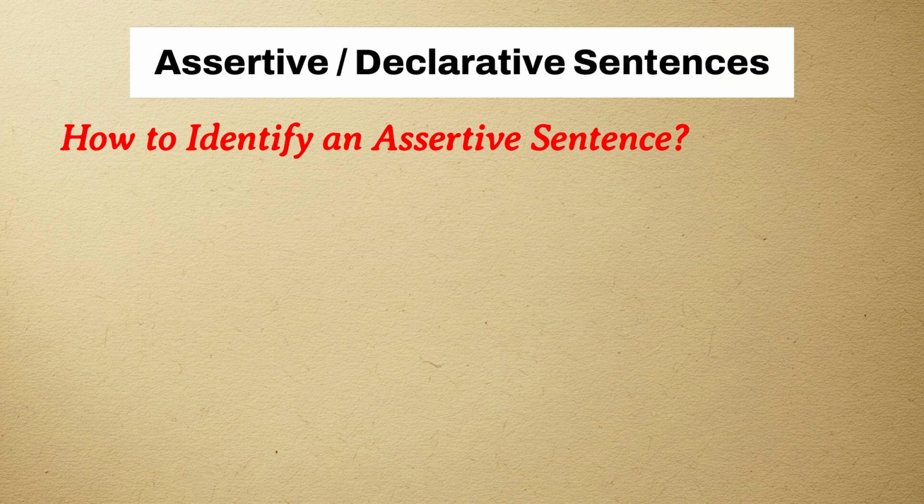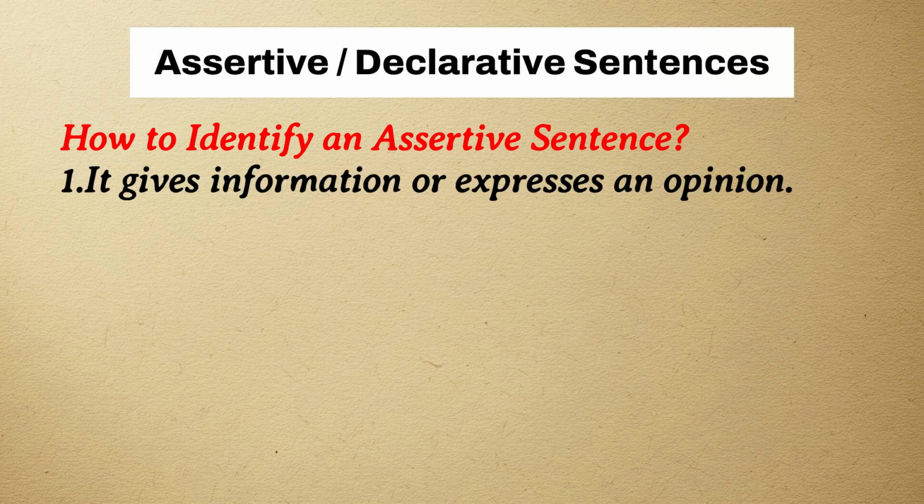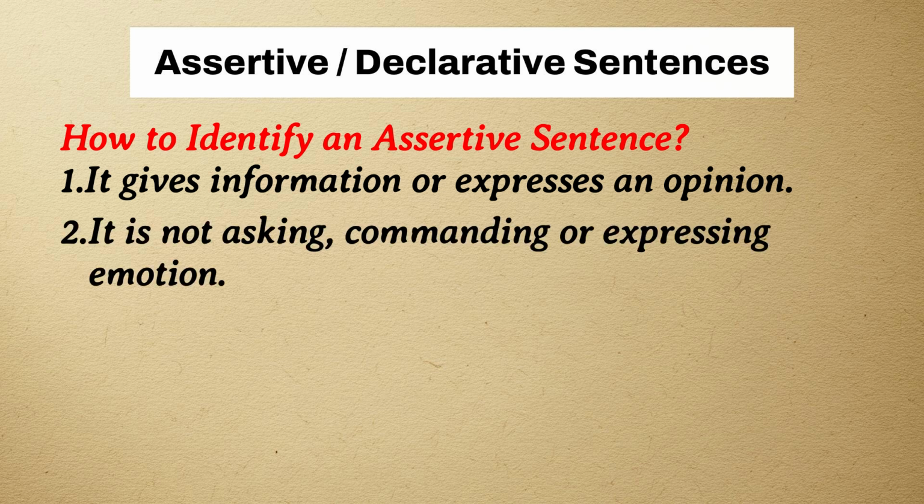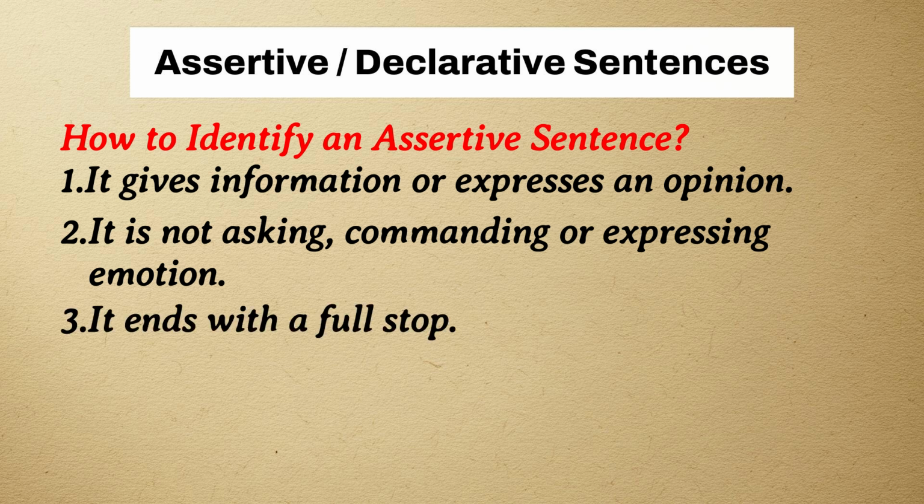How to identify an assertive sentence? Just check these 3 points. It gives information or expresses an opinion. It is not asking, commanding, or expressing emotion. It ends with a full stop. If all these are true, it is an assertive sentence.